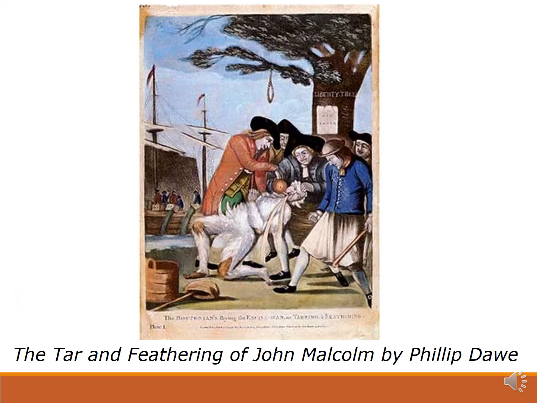And this is an image of the tar and feathering of John Malcolm. And this was, again, in response to this tax on tea. We actually saw this image earlier in black and white. But you'll notice here you see tea being poured out, kind of like an homage to the Boston Tea Party, which we're going to talk about in a minute. You see here this Liberty Tree, and you see a noose hanging from the Liberty Tree.